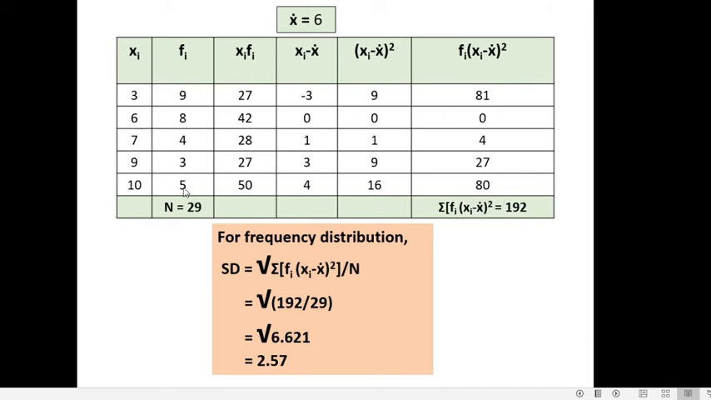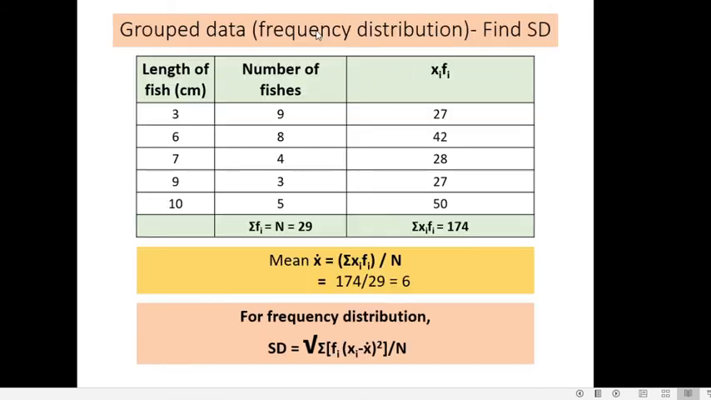So, this is the frequency. Total frequency is 29 as we found out earlier. Then xi fi we found out, it is for the purpose of finding out the mean. So, that is again rewritten here. This table was meant for calculating the mean. Now, we have to go to xi minus x dash. What was x dash? It was 6. The mean we got was 6.